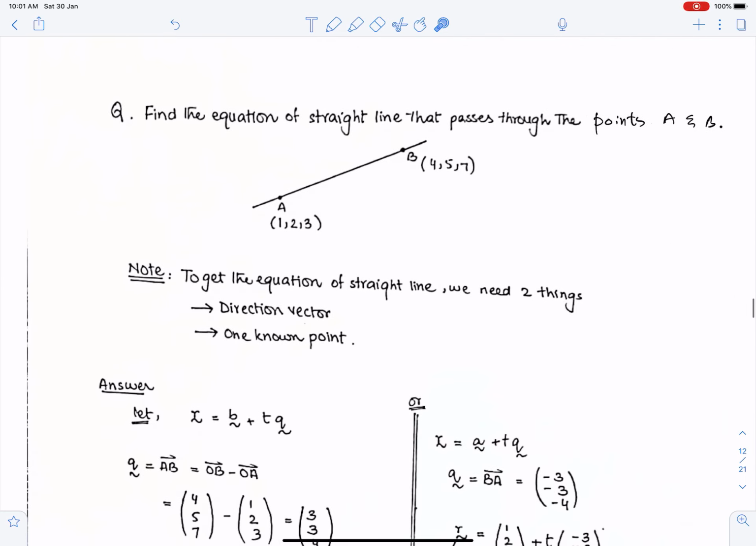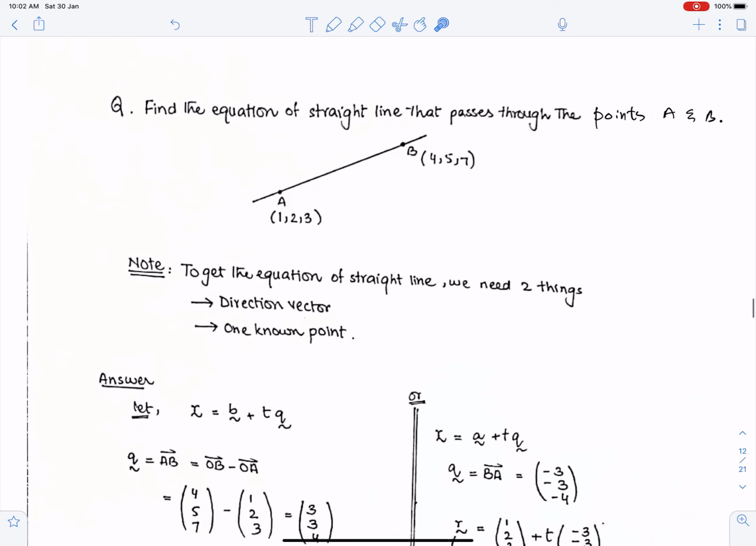This is the example of the vector equation in a straight line in three dimensions. Find the equation of a straight line that passes through the points A and B. See, these points are in three dimensions. To get the equation of a straight line, we need two things: the direction vector and one known point. Since we have two known points, we can either use A or B.